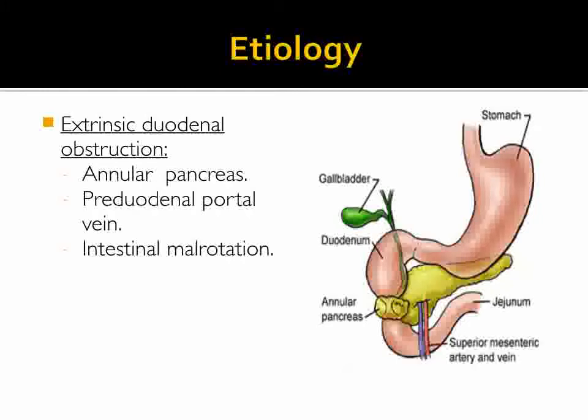Intestinal malrotation, as we will discuss later, produces duodenal obstruction by Ladd's bands. These are congenital bands that cross from the cecum, which is present in an abnormal location in the middle of the abdomen, over the duodenum to the lateral abdominal wall. These bands can compress the duodenum and produce extrinsic obstruction. So extrinsic duodenal obstruction is caused by annular pancreas, periduodenal portal vein, and intestinal malrotation.